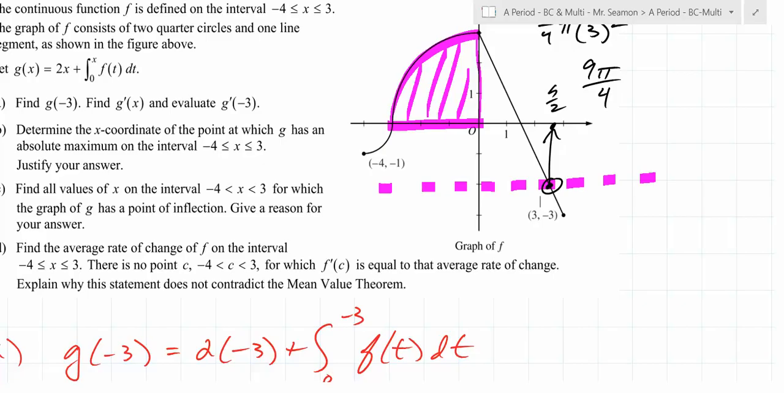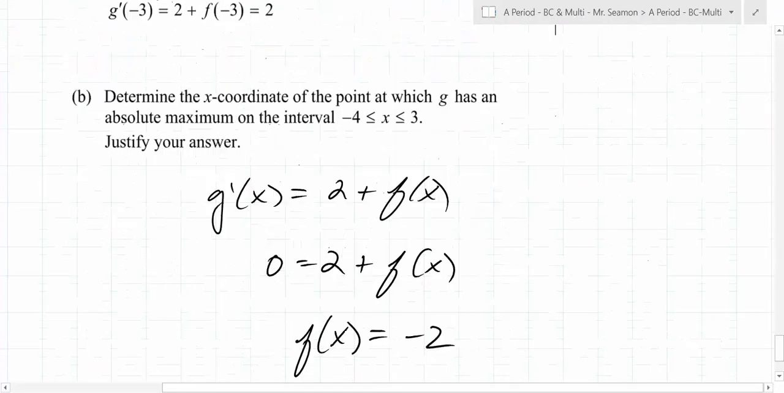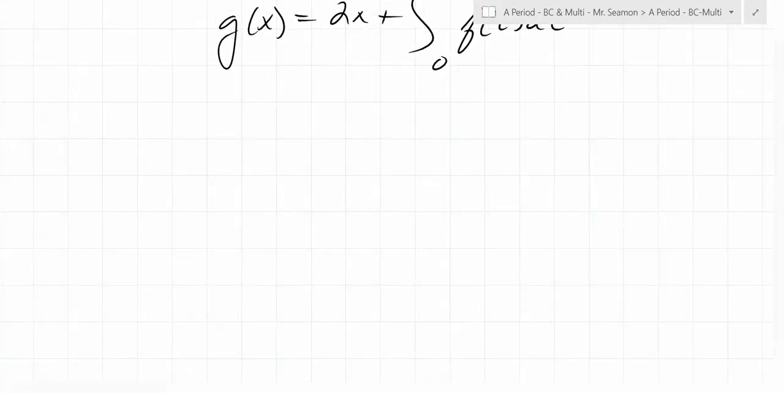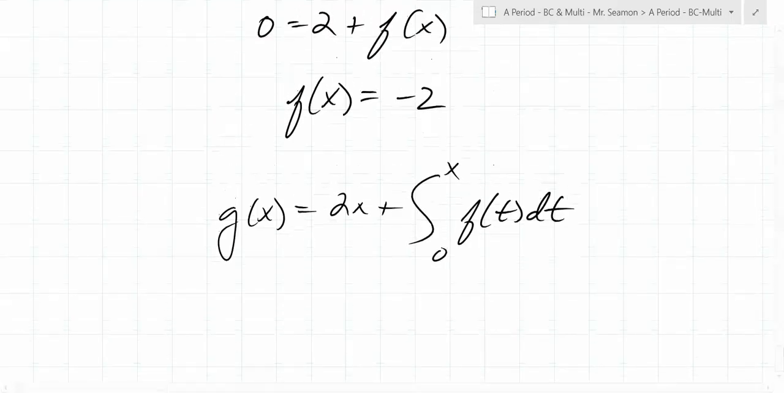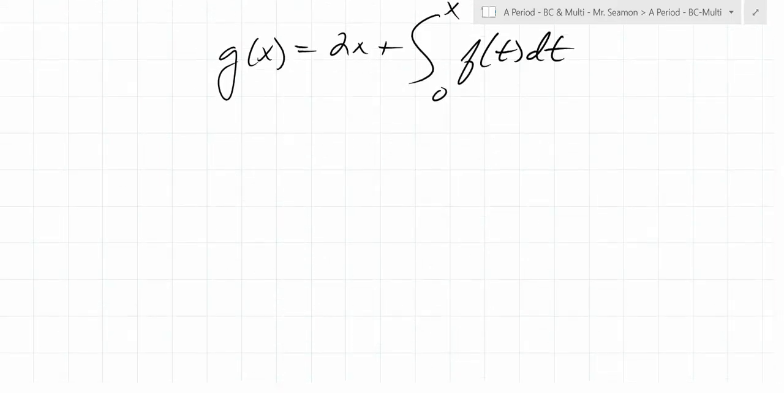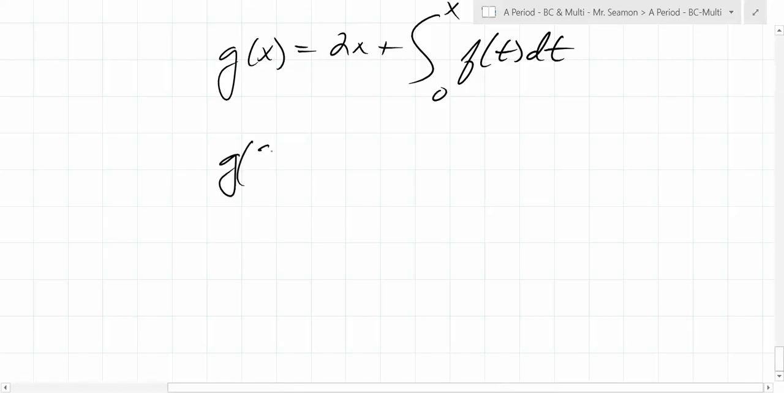What do we plug in? Yeah, we plug in -4 and 3. Why do we also plug in -4 and 3? Because those are the endpoints. So we know that it could happen at 5/2. So let's actually find the value at 5/2, right? Yeah. So what is g of 5/2?